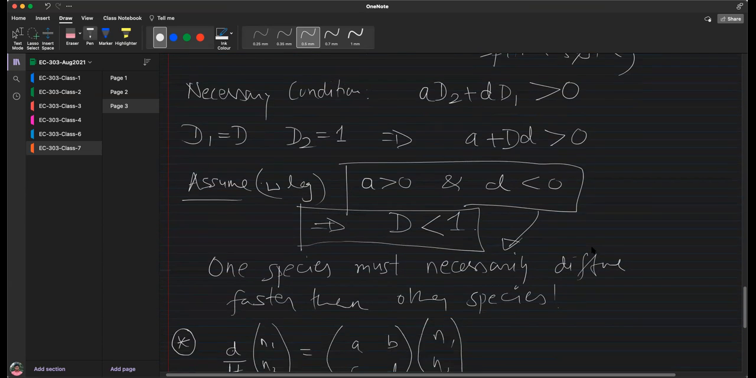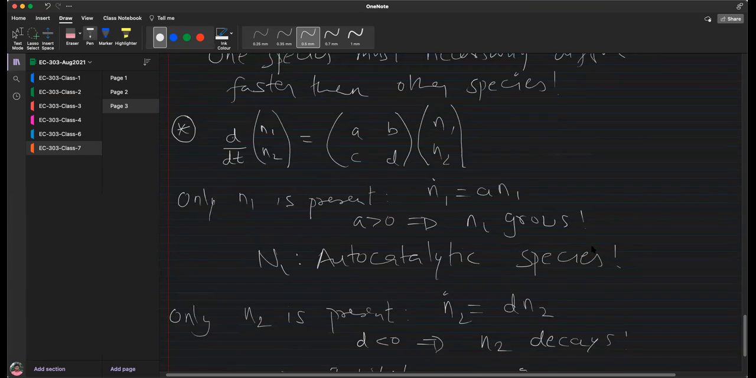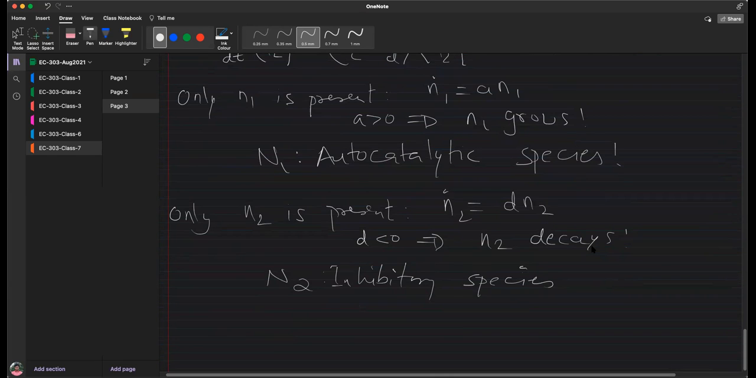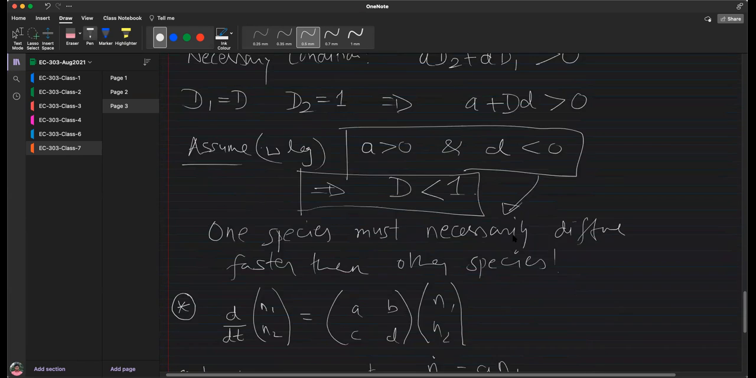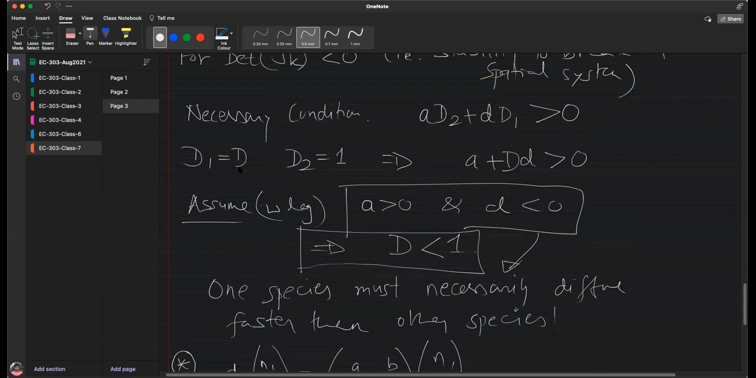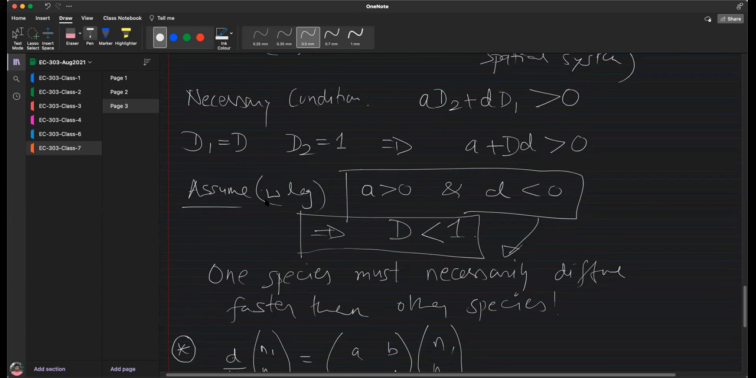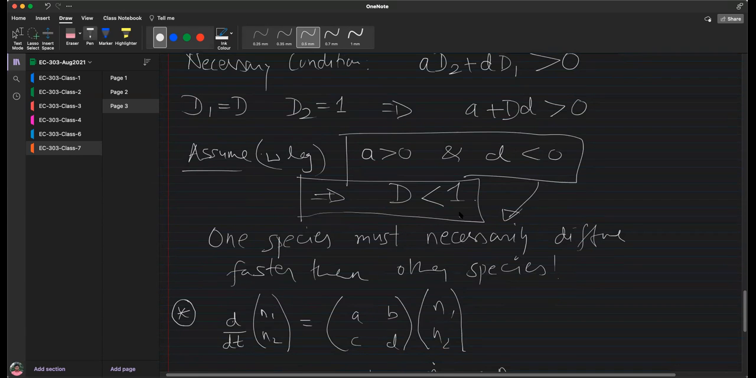Okay. I have a feeling I may have made a mistake, but it's fine. We'll find out when something goes wrong. Now tell me, which one is moving fast: the autocatalytic species or the inhibitory species? D less than 1 was basically the autocatalytic, D was the diffusion coefficient of species 1, the autocatalytic species, no? Right? So D less than 1, what does it mean?